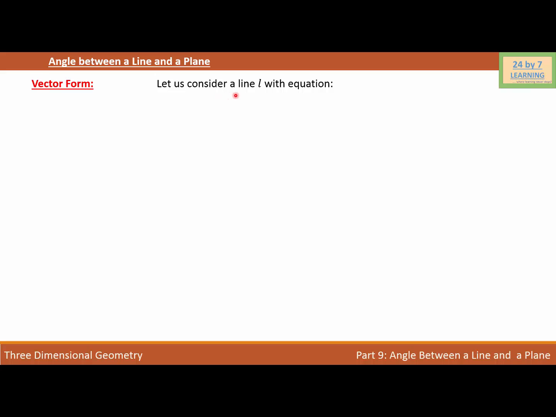Vector form. Let us consider a line with equation vector r is equal to vector a plus k vector b, and the equation of the plane P is vector r dot vector n is equal to d. And you know all these symbols and what they mean, so I'm not going to explain that again.